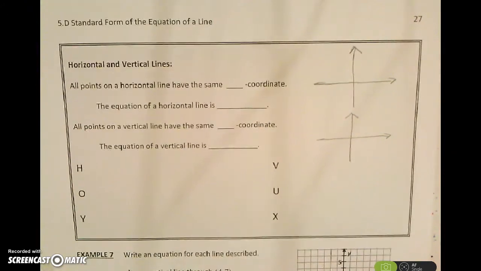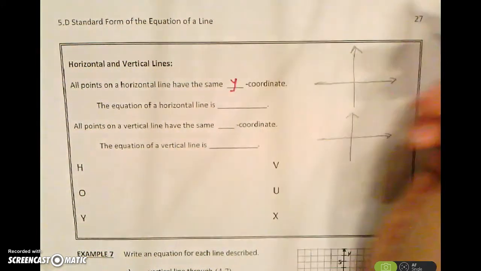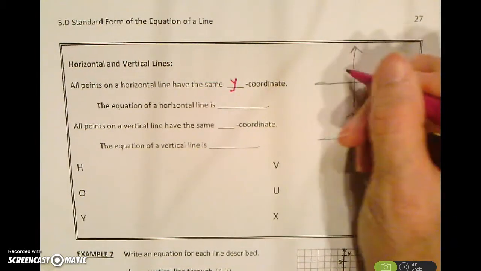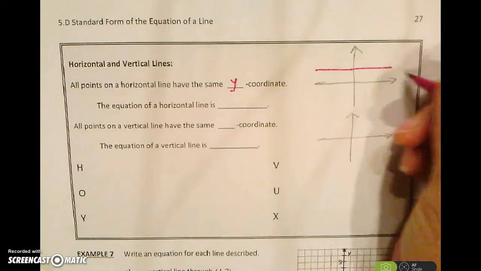On page 27, we're going to talk about horizontal and vertical lines. So all points on a horizontal line have the same y-coordinate. Now I'm just going to sketch. A horizontal line is one that looks like this, where it's flat.